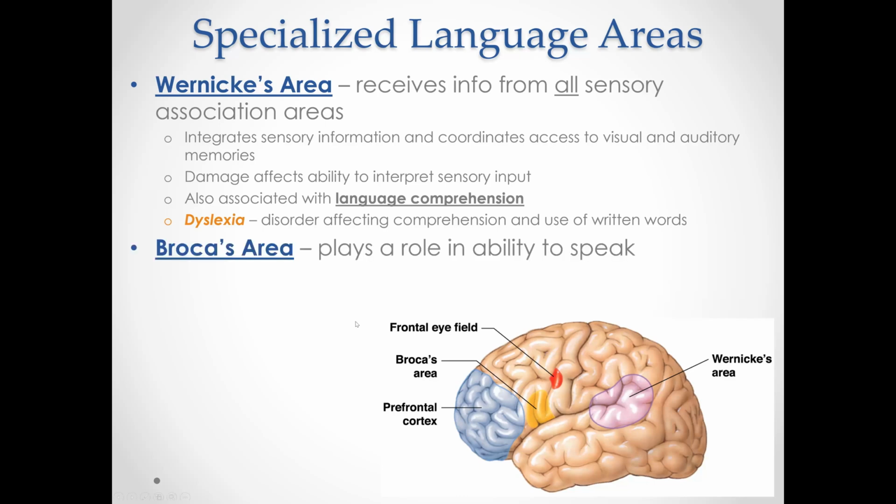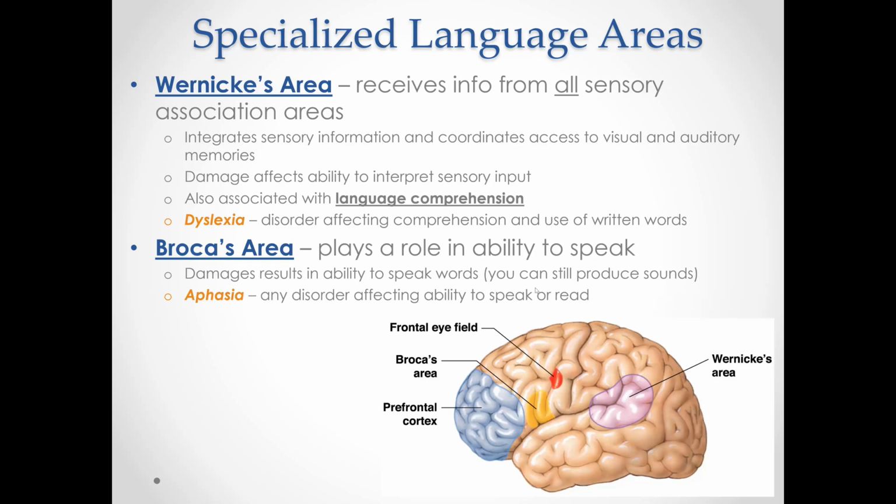Broca's area is shown in yellow on this image, and it's up here in the frontal cortex. Broca's area plays a role in your ability to speak. So damage to this area results in the inability to speak words, although you can still produce sounds, but you can't make specific words. And aphasia is a term that we use to describe any disorder that affects your ability to speak or read. So aphasia could affect either Broca's area or Wernicke's area.